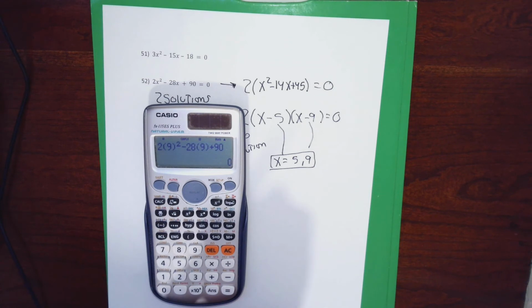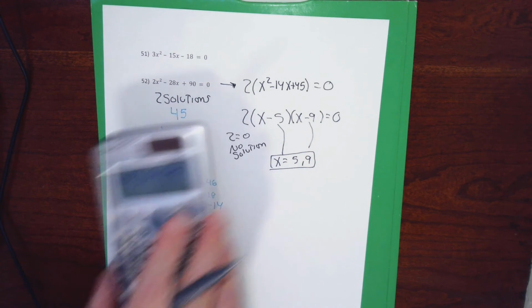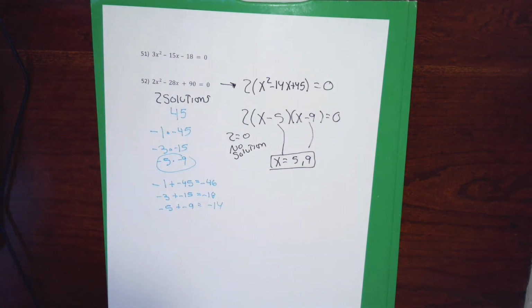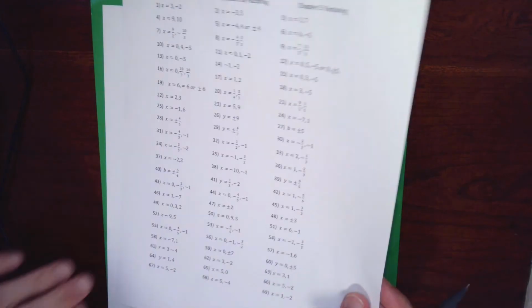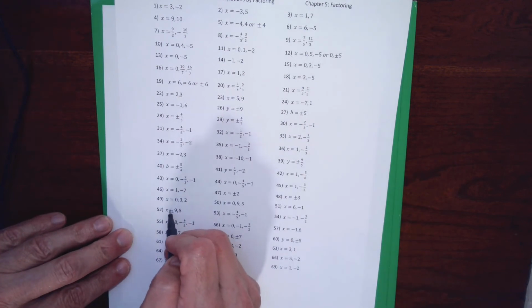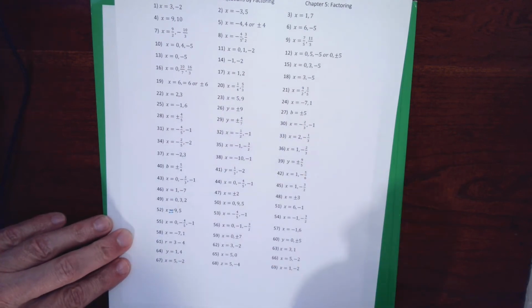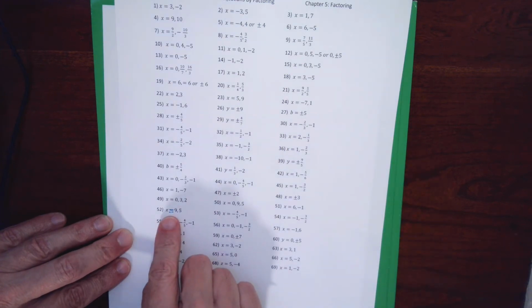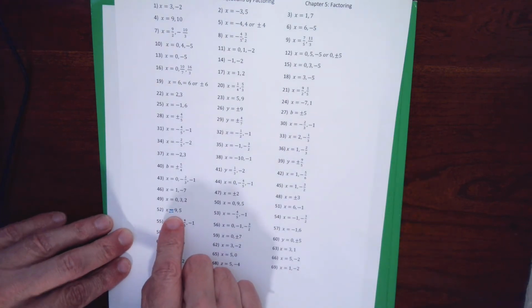And no, I didn't make a mistake. It's right. My answer is wrong. That's the issue. I didn't make a mistake. I thought I was wrong, but I wasn't wrong there. I was wrong here. This is supposed to be x equals 5 and 9.